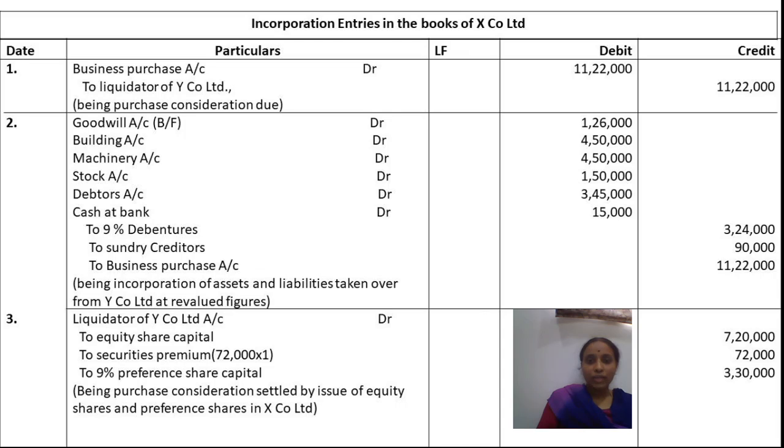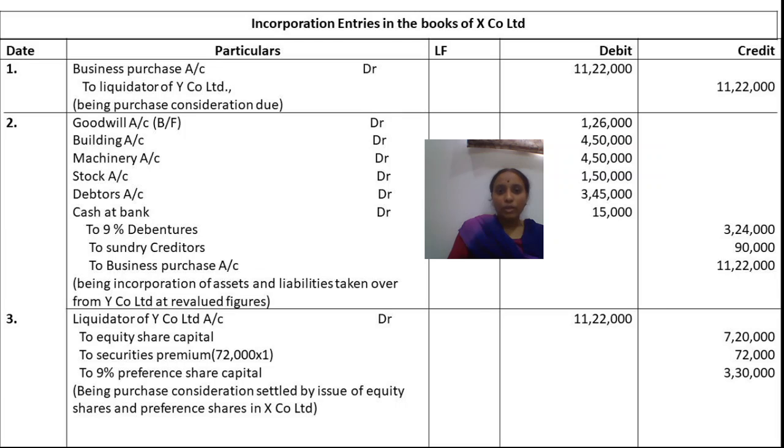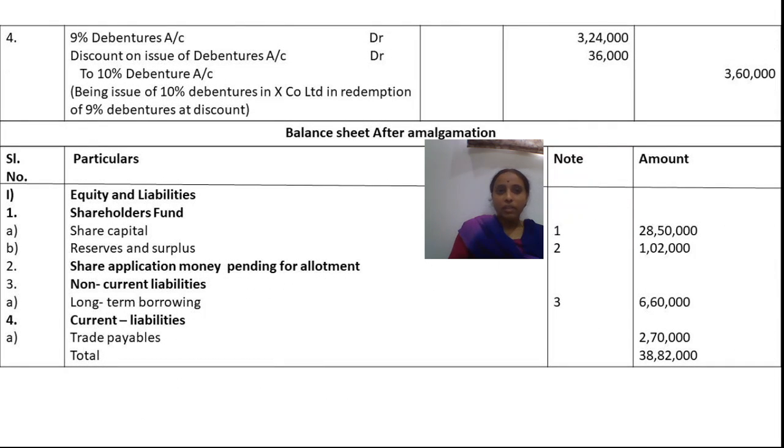When we total, the credit total is greater than the debit total, so we transfer the balance to the goodwill account. The balancing figure is 1,26,000, which is transferred to goodwill account. The next journal entry is the purchase consideration settled by issuing equity shares and preference shares. Liquidator of Y Company Limited account debit 11,22,000, to equity shares 7 lakh 20,000, to securities premium account 72,000, and to 9% preference shares 3 lakh 30,000.